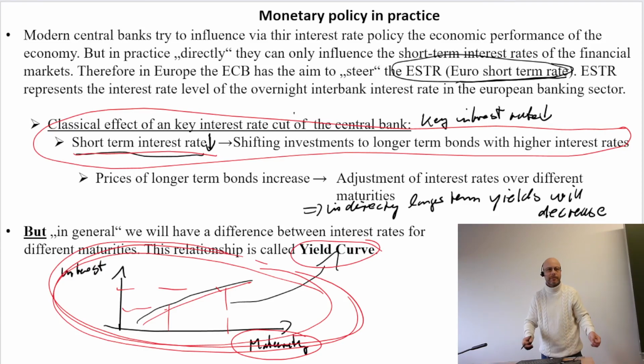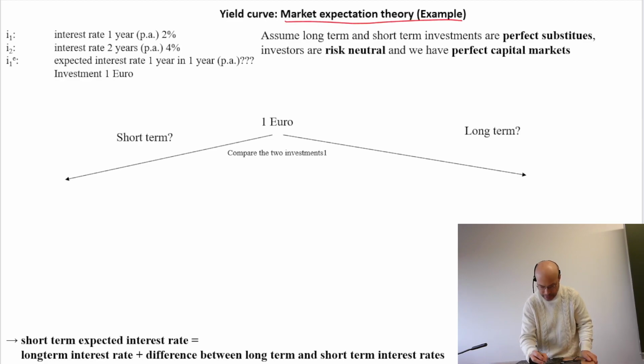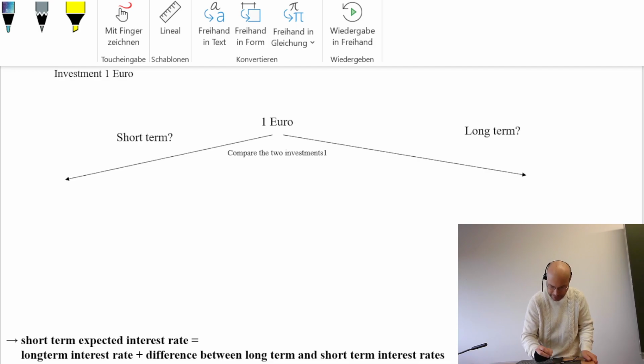So in general, what we very rarely see is a very flat yield curve where all interest rates are more or less the same. So what we want to talk about now is what could be the reasons that we have different interest rates for different maturities. And for this, we will start with a short example, which hopefully explains to you the so-called market expectation theory for the yield curve.